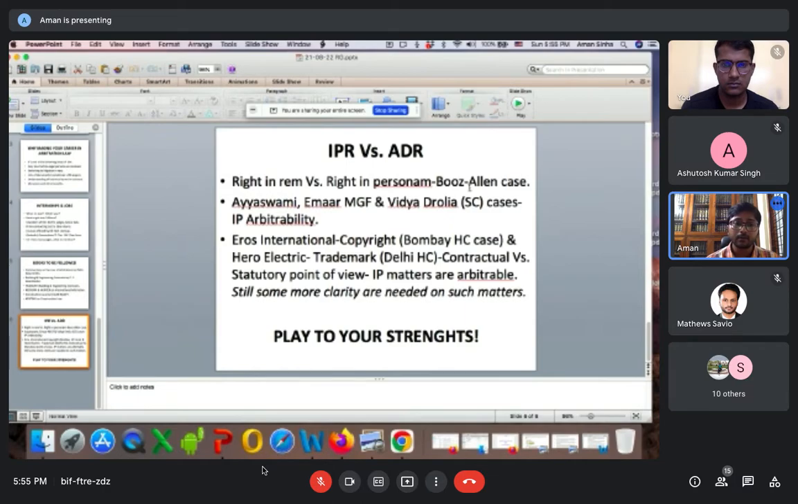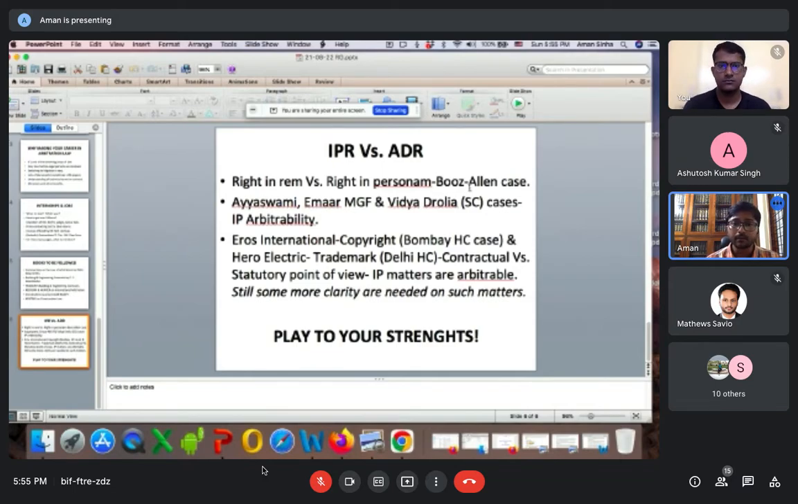Right in rem means your right which you are exercising against the entire world. Like IPR, all in IPR are right in rem per se. It's the negative right which you are enforcing against the world. So it comes under the umbrella of right in rem.